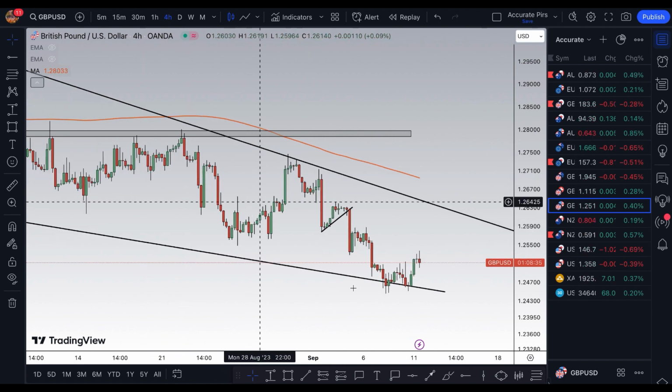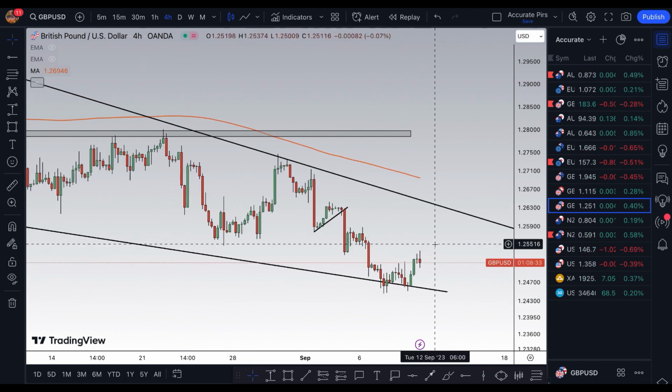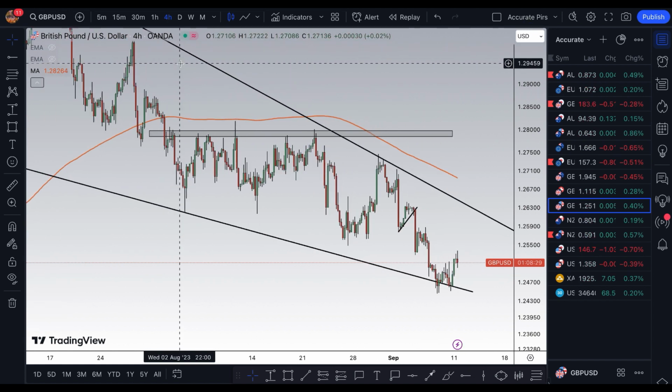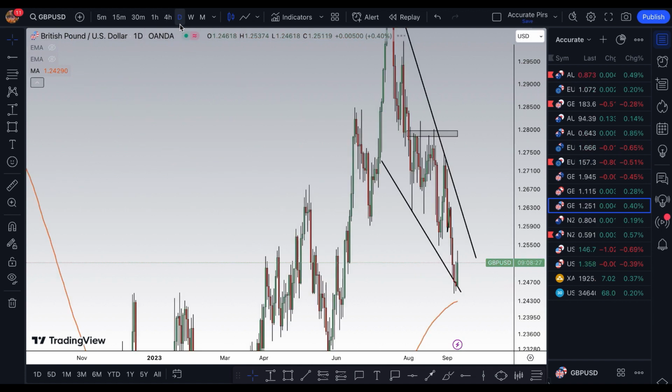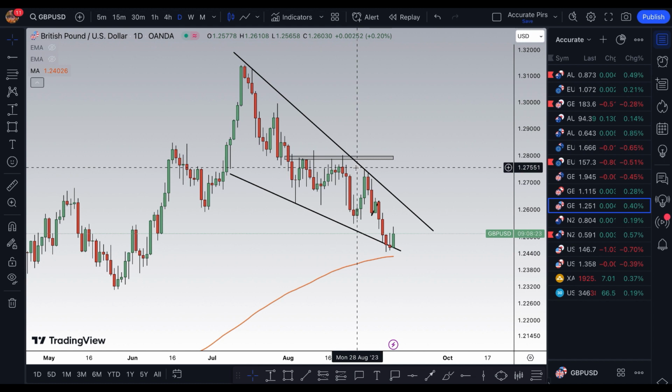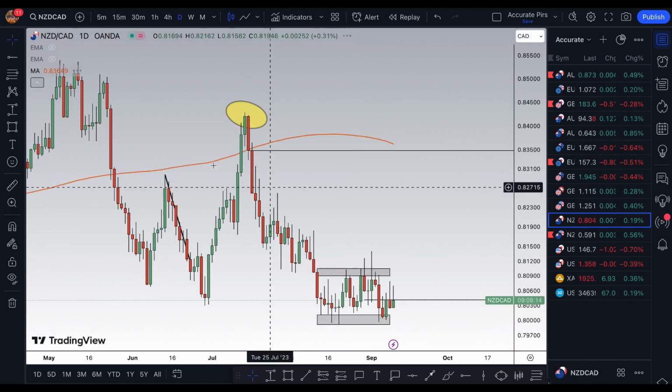It is in a downtrend. Had a nice pullback here. With GBP USD, I'm probably going to stay away from this. I'll be honest with you, I'm not looking to trade GBP USD just in terms of the uncertainty between the pound and the dollar. It's very impacted by news a lot, so probably going to stay away from GBP USD.